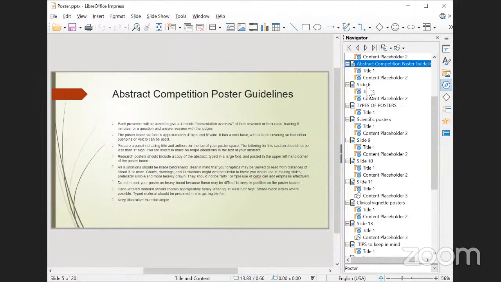Research posters should include a copy of the abstract typed in a large font and posted in the upper left-hand corner of the poster board. All illustrations should be made beforehand. We have to bear in mind that your graphics may be viewed or read from a distance of about 3 feet or more.